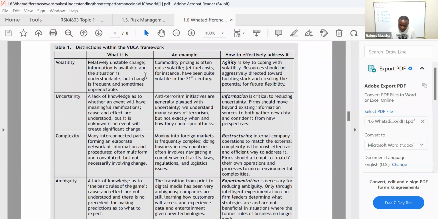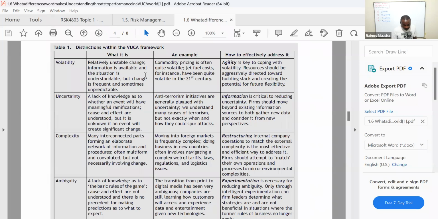So how do we effectively address a situation of volatility? The key to addressing that is through agility. They say agility is key to coping with volatility. Resources should be aggressively directed towards building slack and creating the potential for future flexibility as well. So that's basically how one can deal with a situation of volatility in that case.